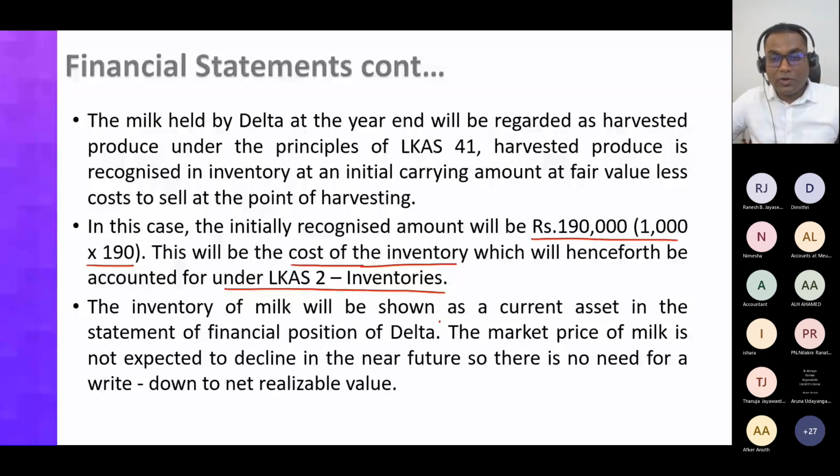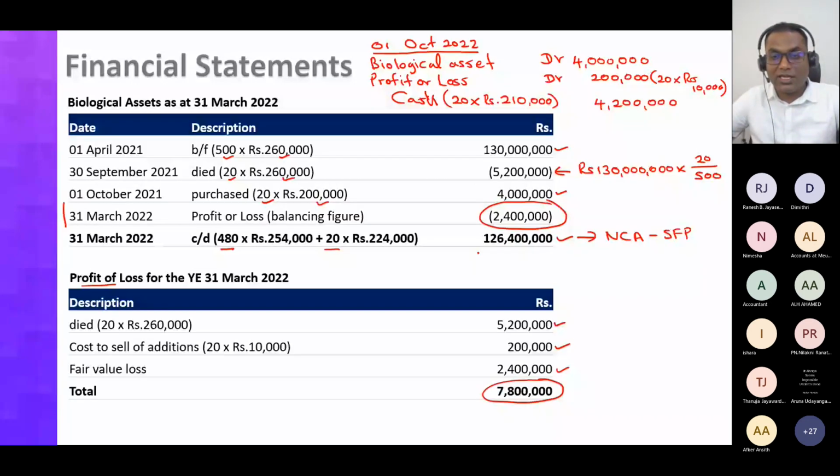Inventory of milk will be shown as a current asset. So inventory is a current asset on the balance sheet. In the statement of financial position of Delta, market price of milk is not expected to decline in the near future, so there is no need to write down to net realizable value. So you have one non-current asset, that is the biological asset, 126.4 million.